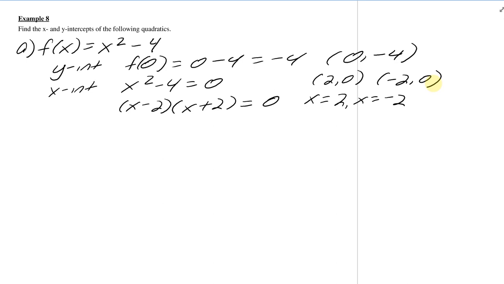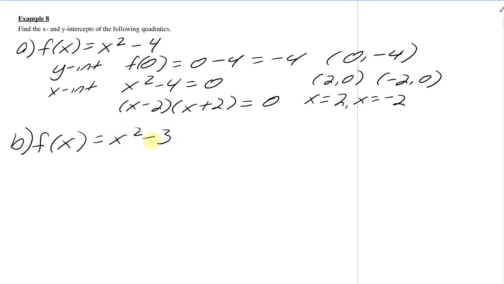But here's the deal. Not everything's going to factor. So this is why we talked about a whole bunch of different ways to solve quadratics. So now I want to just show you some other things that can happen. So now let's say that I've got, instead of x squared minus 4, what if I had x squared minus 3?